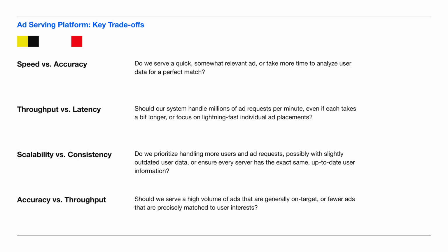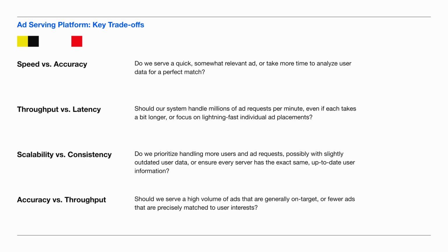Throughput versus latency. Should our system handle millions of ad requests per minute, even if each takes slightly longer to process, or focus on delivering each ad in milliseconds, even if it means limiting the number of total requests we can handle at peak times? It's a balance between handling volume and maintaining speed.